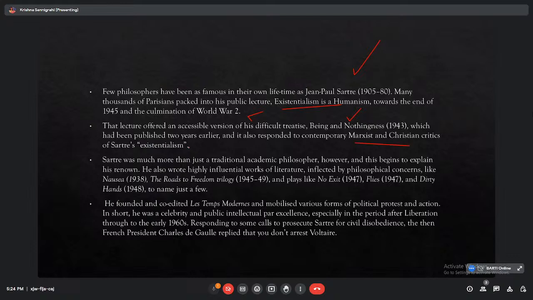It also responded to contemporary Marxist and Christian critics of Sartre's existentialism. So, that lecture offered what? An accessible version of his difficult treatise. What is it? Being and Nothingness, which had been published 2 years earlier, and it also responded to contemporary Marxist and Christian critics of Sartre's existentialism.